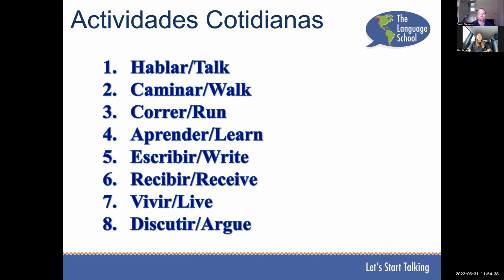Aquí tenemos verbos nuevos. Repite. Hablar, caminar, correr, aprender, escribir, recibir, vivir, discutir.